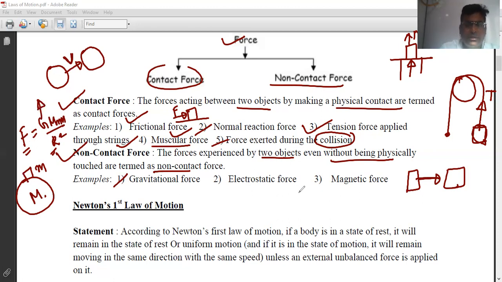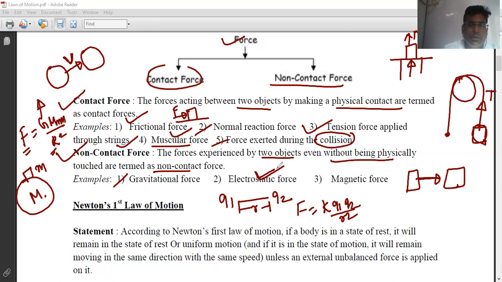Next one is electrostatic force. Suppose there are two charges Q1 and Q2 and the distance between them is R. There is a force developed between them, and it is F = kQ1Q2/R². This is called electrostatic force, right?